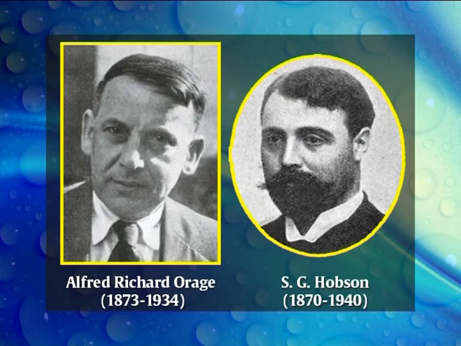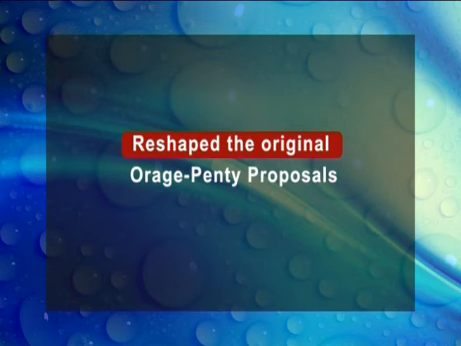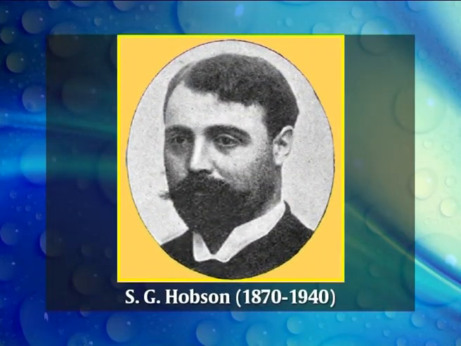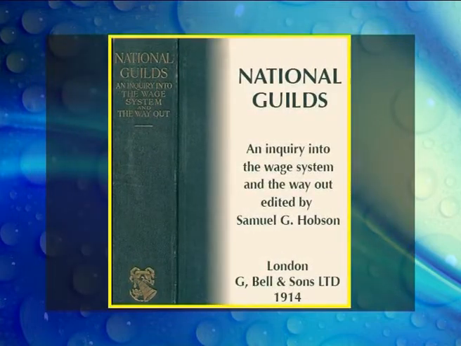Later in the New Age, a weekly newspaper founded in 1907, S.G. Hobson and A.R. Orage published a series of papers. Both of them, through their regular columns, made vigorous attacks upon modern capitalism and the collectivism of prevailing socialism and gradually reshaped the original Penty proposals for restoration of medieval guilds into an elaborate scheme for national guilds properly adjusted to modern political economic conditions. In 1914, Hobson published National Guilds, an Inquiry into the Wage System and the Way Out.